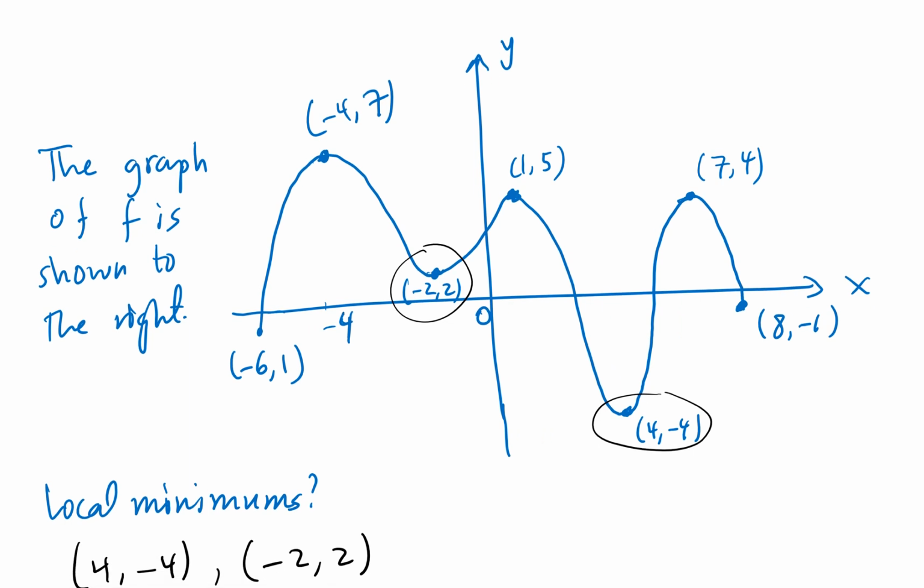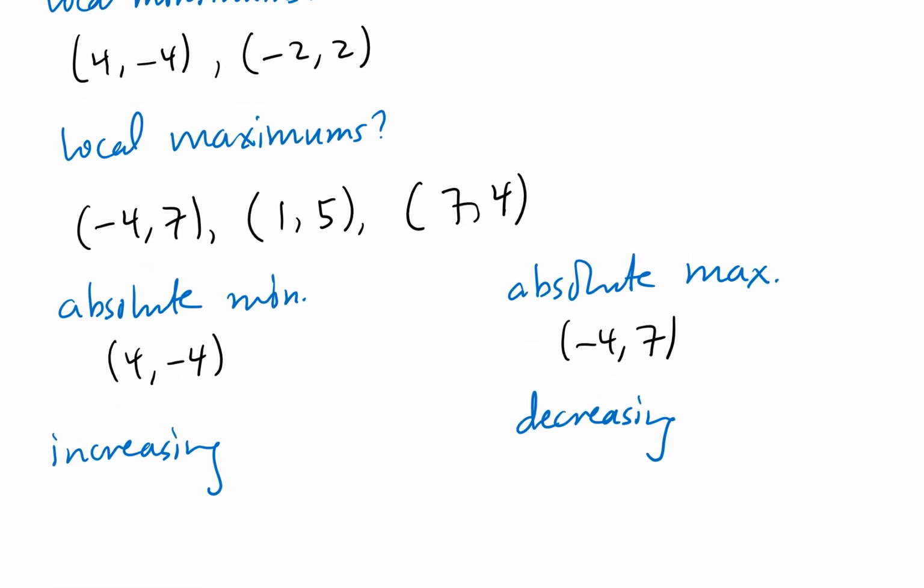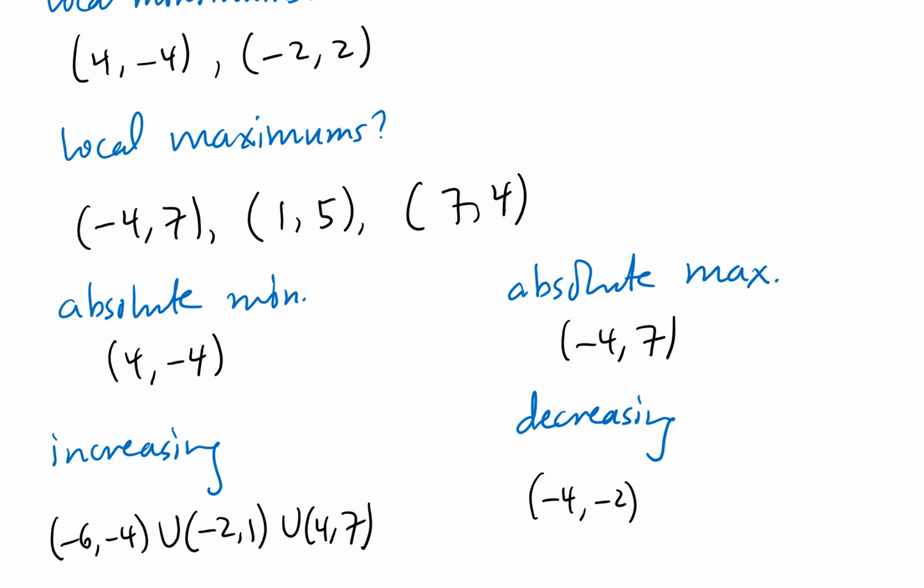Now, when is the graph increasing? The graph increases from -6 to -4, and then from -2 to 1, and then from 4 to 7. So we can write it as an interval. It's increasing from -6 to -4, union -2 to 1, union 4 to 7, and decreasing from -4 to -2, union 1 to 4, union 7 to 8. That's where it's decreasing.